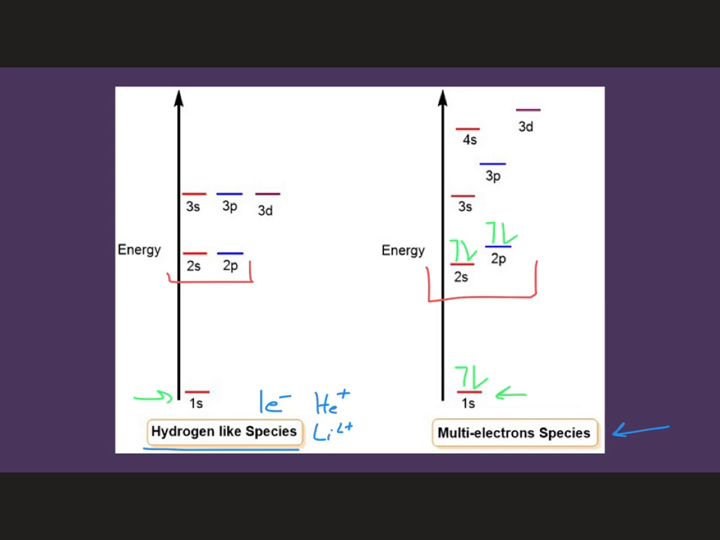All right. As we go higher and higher, things get more and more complicated. So for 1 electron cases, 3s, 3p, 3d, they're all the same in terms of energetics.